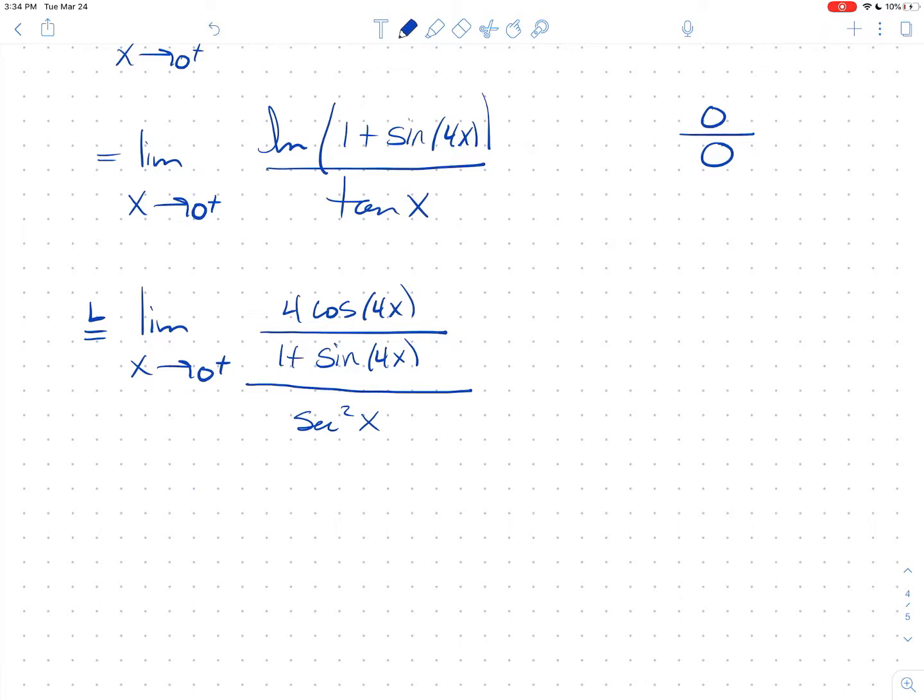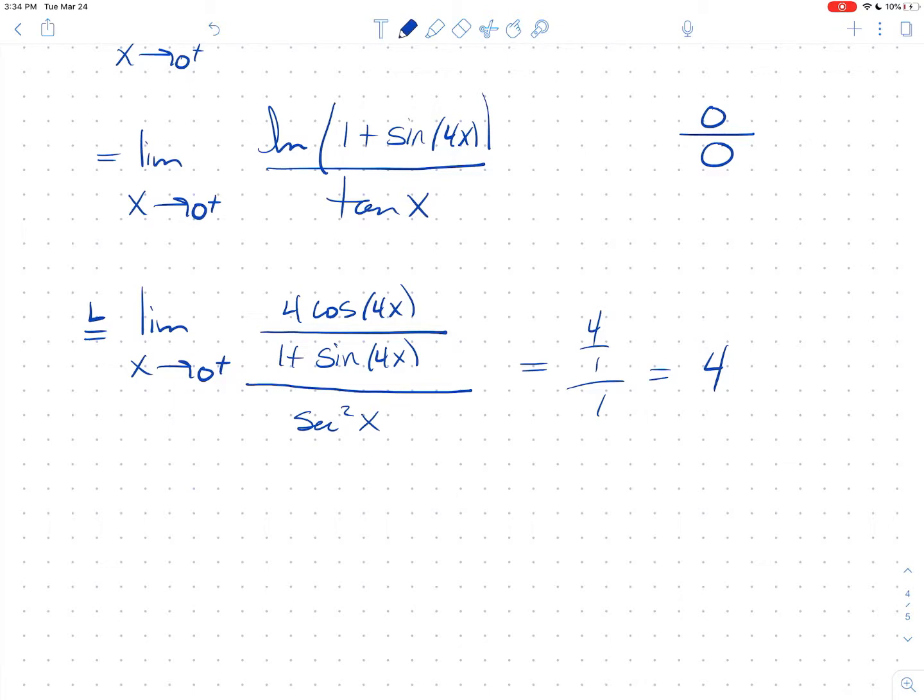And now I want to see what happens as x goes to 0. Do I get a constant? Do I blow up to infinity? Do I get indeterminate form? Let's just see what happens. So as x goes to 0, the top is going to 4 times cosine of 0, which is 1. The top's going to 4. The middle fraction, sine goes to 0, so this is going to just 1. So 4 over 1. Secant of 0 is 1 as well. So actually we've got it. This is exactly 4 over 1 over 1, which is just 4.